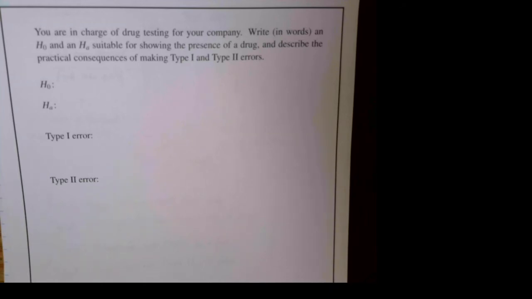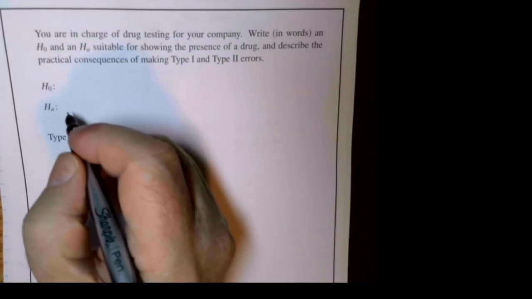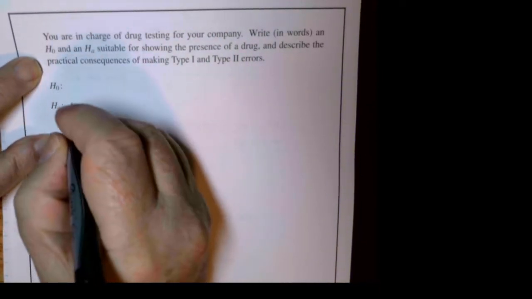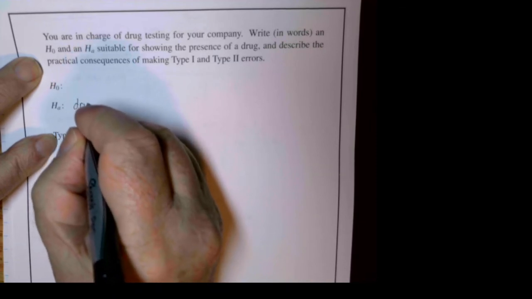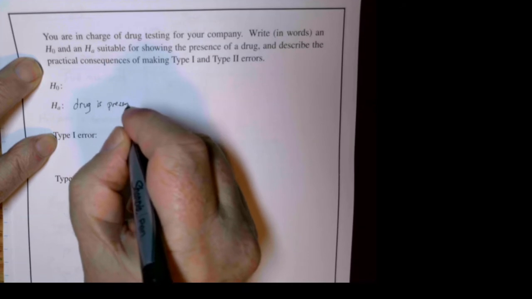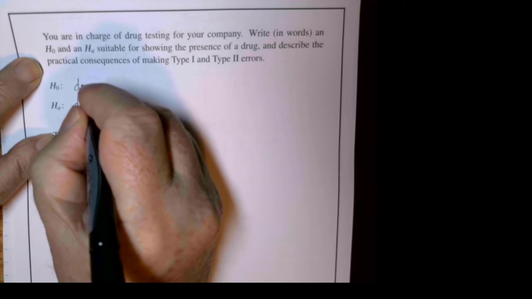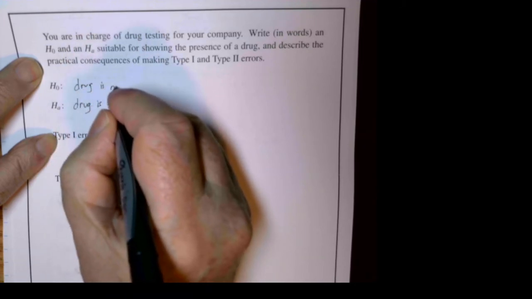Okay. Now, your job here, it says, is to design a test to show the presence of a drug. So that is what you want. We don't have any X bar or anything like that. All we have is your preference. So we're going to take as our alternative hypothesis that a drug is present. And our null hypothesis is, of course, that a drug is not present.